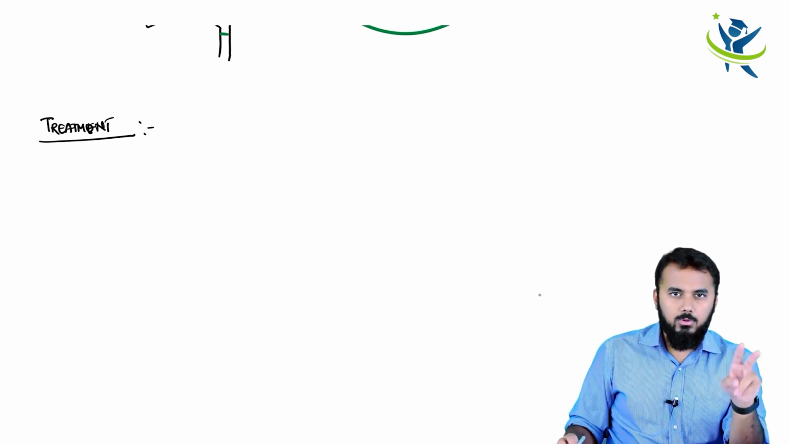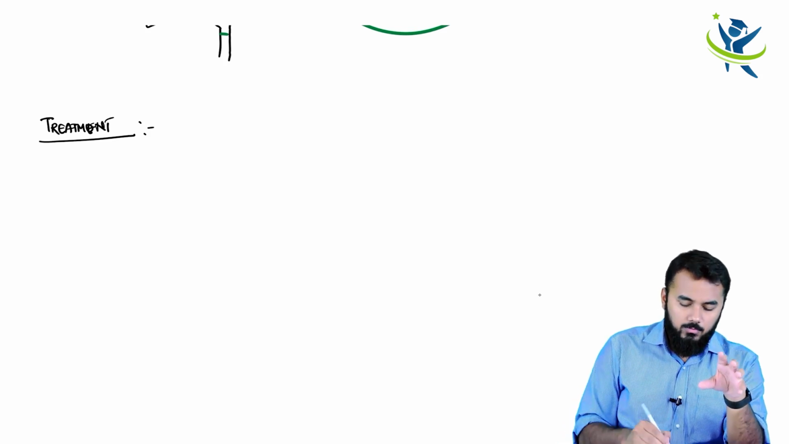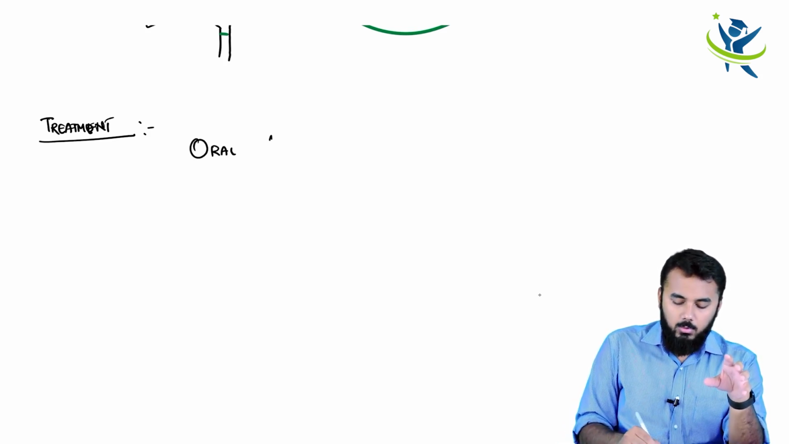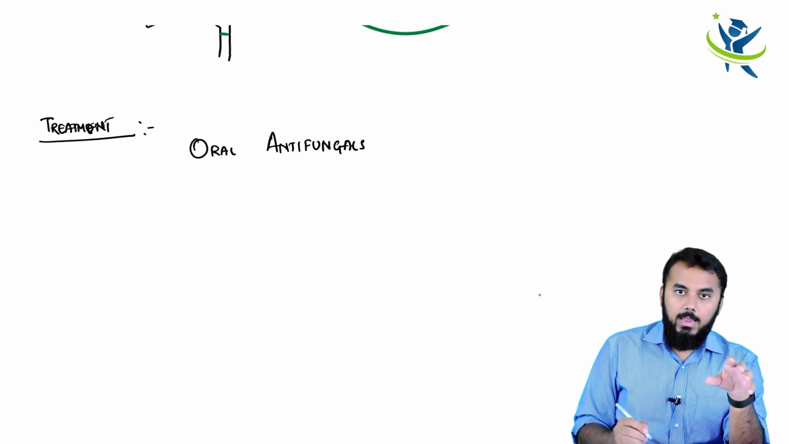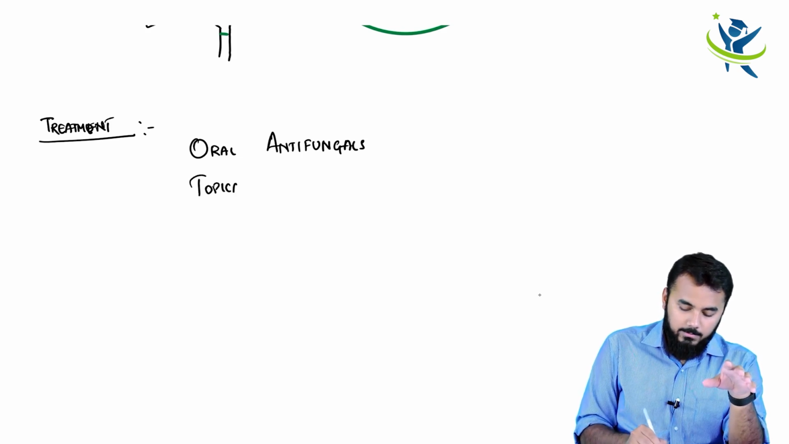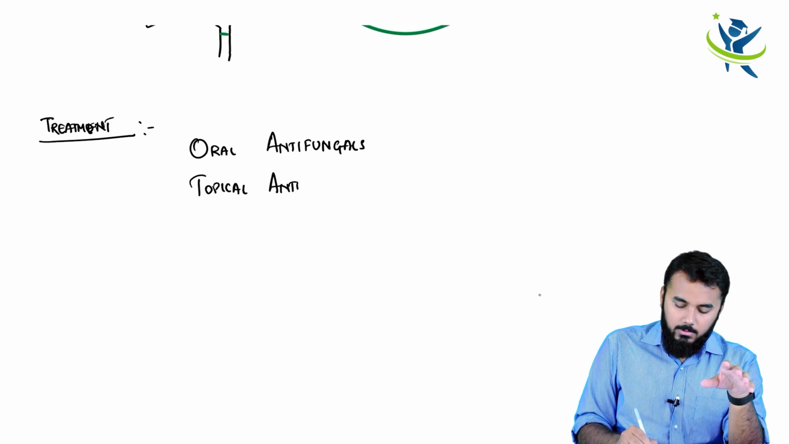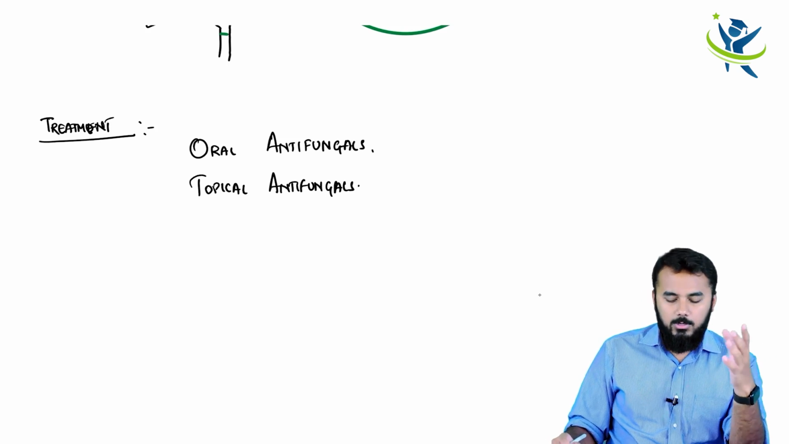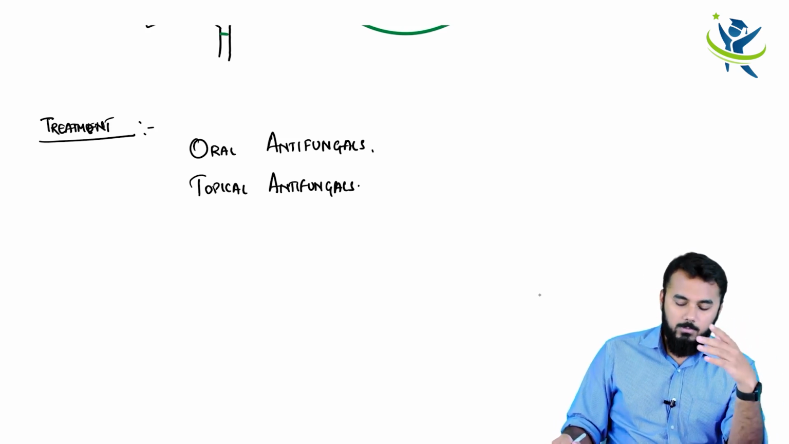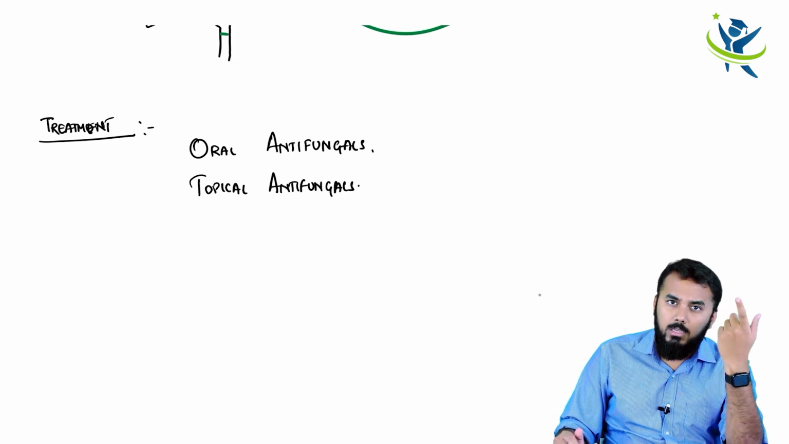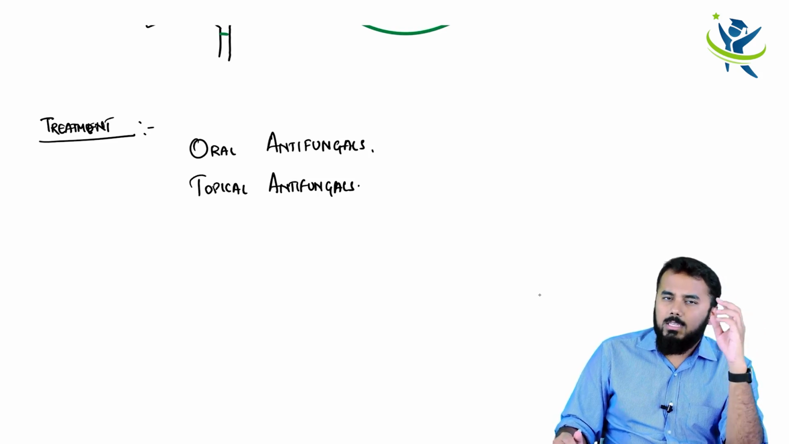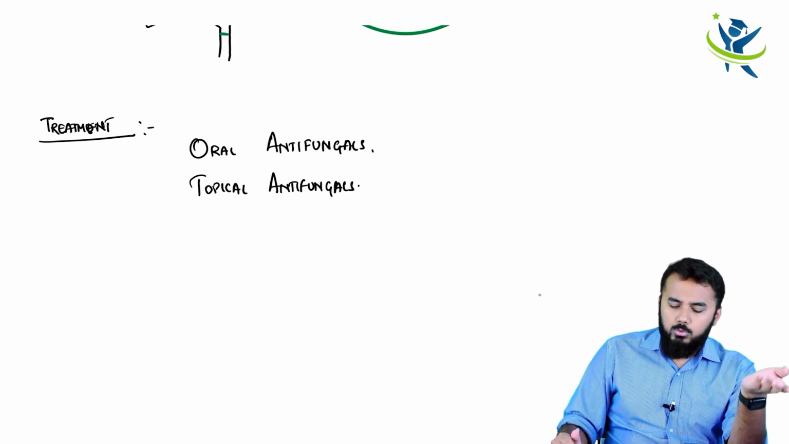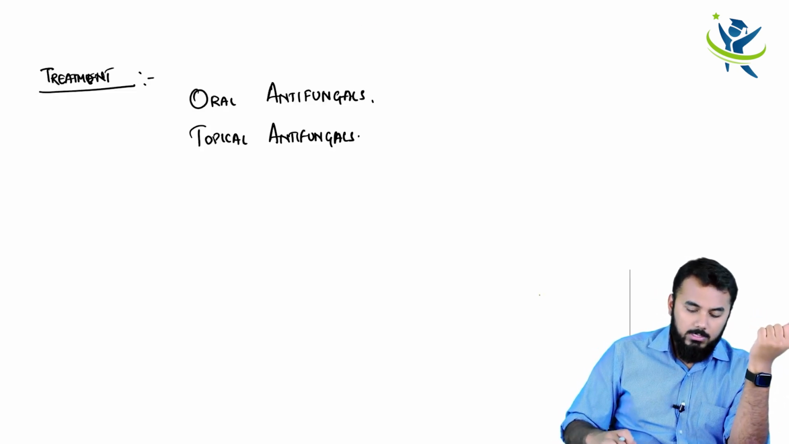We basically use two different types of medications here. One is oral medications, like oral antifungals, and we also use topical antifungals. Wherever oral is not possible, you give topical, and wherever topical is not possible, you give oral. For example, in tinea capitis, if you put topical antifungals, the cream does not enter down to the site of infection, so you use oral antifungals at that time.